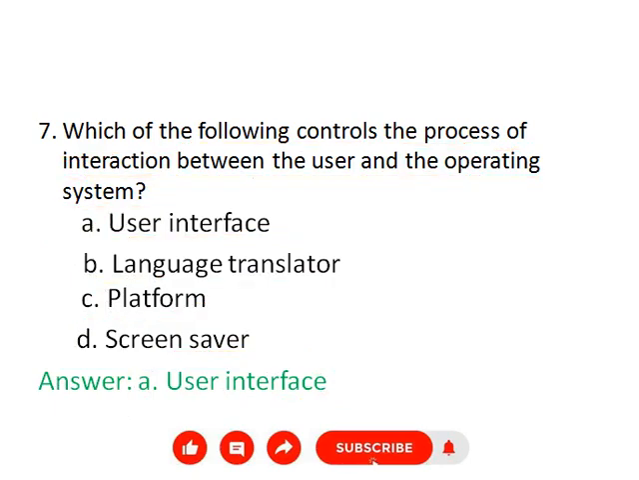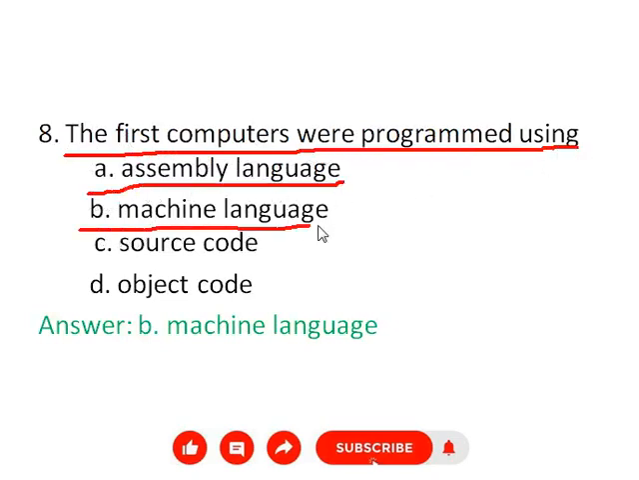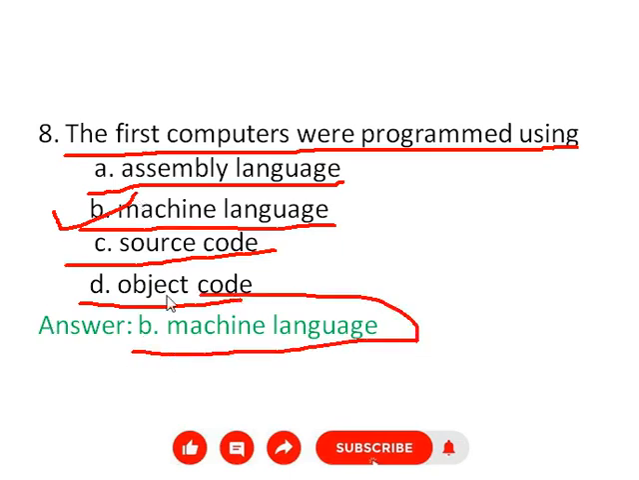Our next question is, the first computer were programmed using option A assembly language, option B machine language, option C source code, option D object code. So the first computer were programmed using machine language. That is, machine language is a language which is written in 0 and 1, which is directly understandable by the system. So option B is our correct answer. Option B machine language.